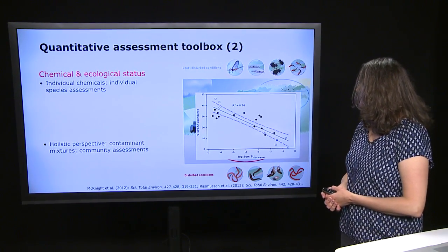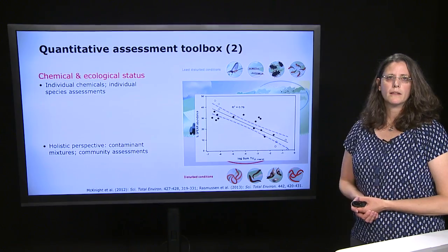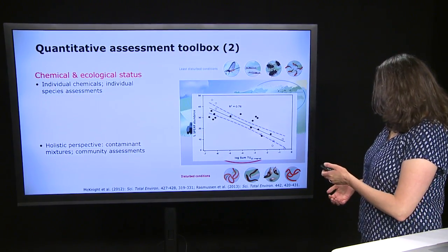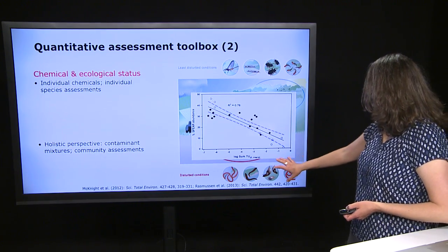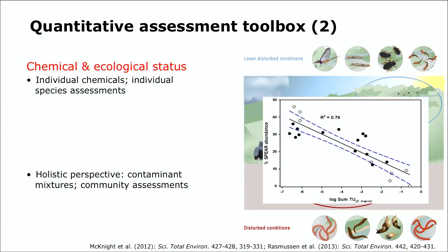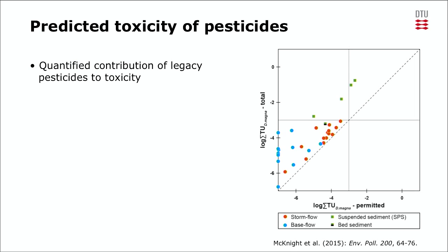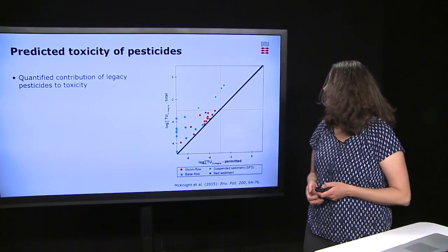Some new methodologies are being developed, and we've been applying them to our field sites. Just to give an example of the type of information that we can get from these new methodologies, which are attempting to link the toxicity of chemicals to the ecological status, I'm showing a figure here which shows predicted toxicity of pesticides. And the first piece of information we can get out of this is that we were able to quantify the contribution of legacy pesticides to toxicity.